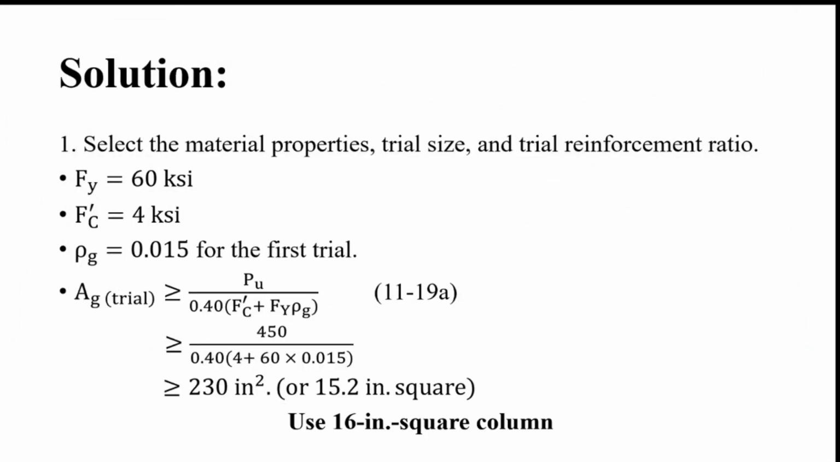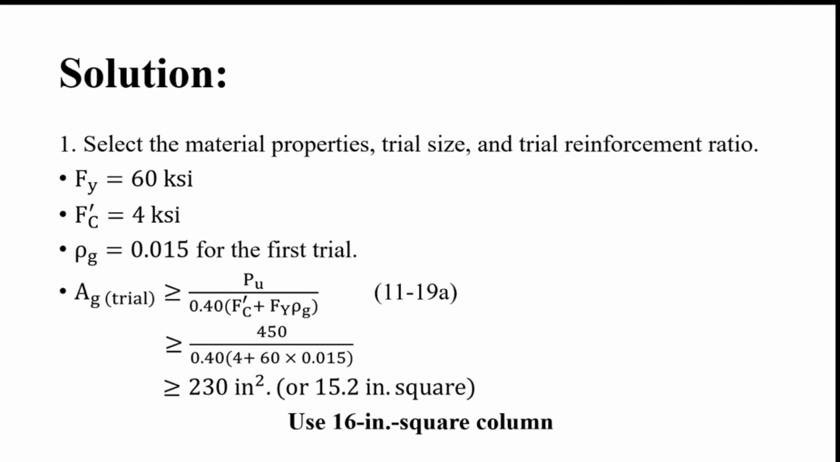So, how to solve this problem? First step, select the material properties, trial size, and trial reinforcement ratio. For the material properties, select a yield strength of non-pre-stressed reinforcement Fy equals 60 ksi, and compressive strength of concrete f'c equals 4 ksi. The most economical range for the ratio of the total reinforcement area to cross-sectional area of the column is from 1 to 2%. Thus, we will assume that ρg is equal to 0.015 for the first trial value.